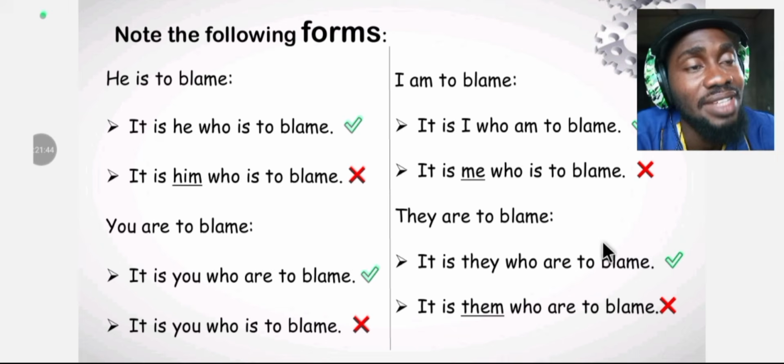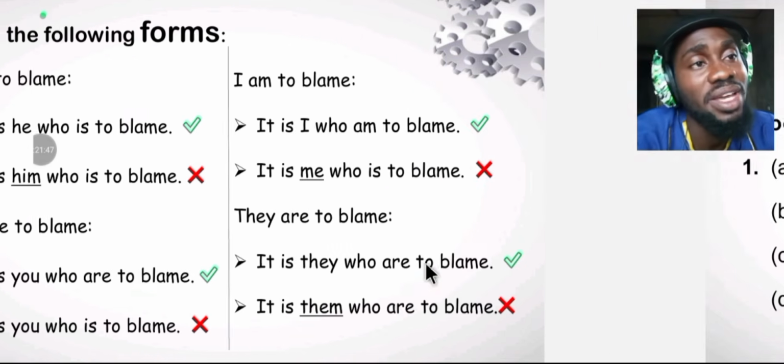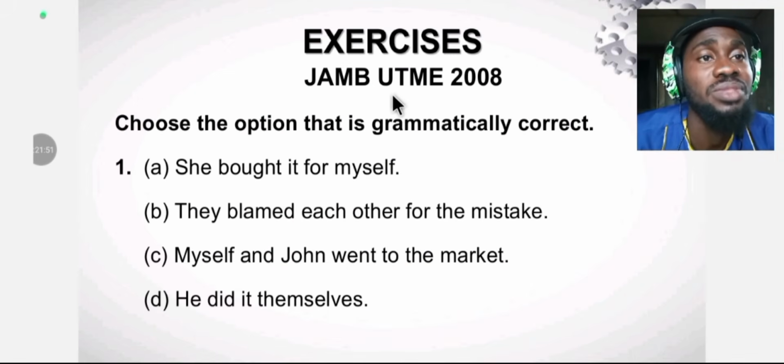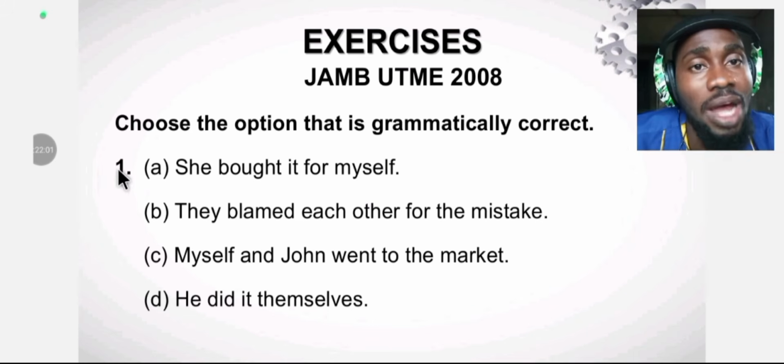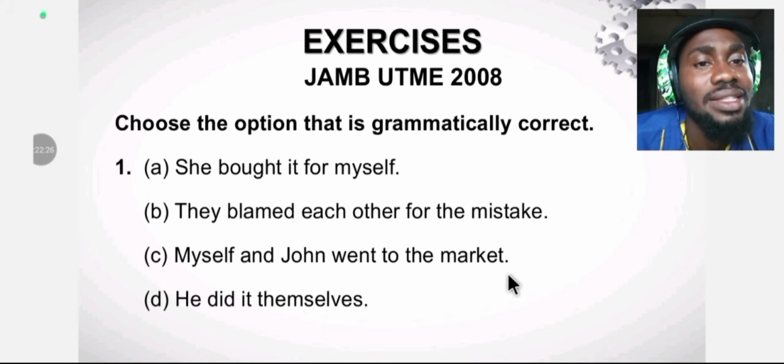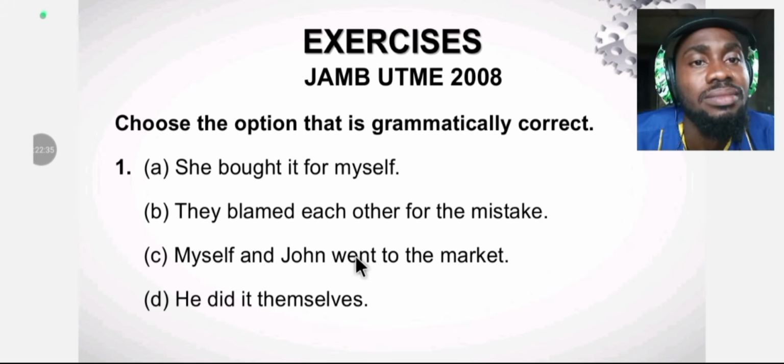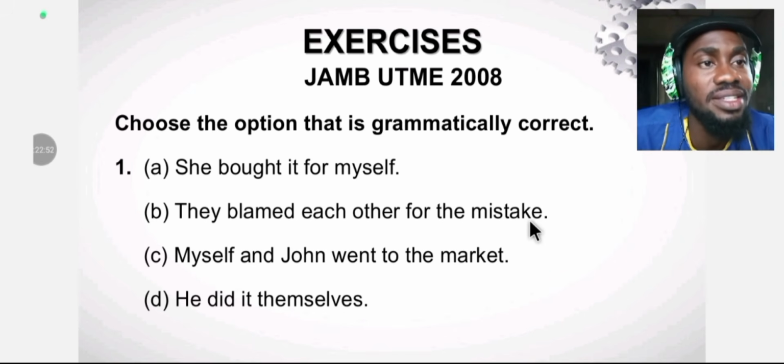Having finished pronouns and everything about pronouns, let's take some exercises. This question was brought from JAMB UTME 2008. The instruction says, choose the option that is grammatically correct. Number 1, A, she bought it for myself. B, they blamed each other for the mistake. C, myself and John went to the market. D, he did it themselves. What's your answer? You answered right. The correct option is B, they blamed each other for the mistake.